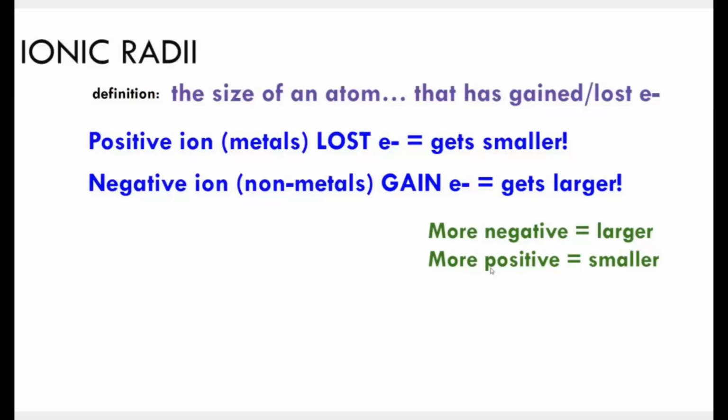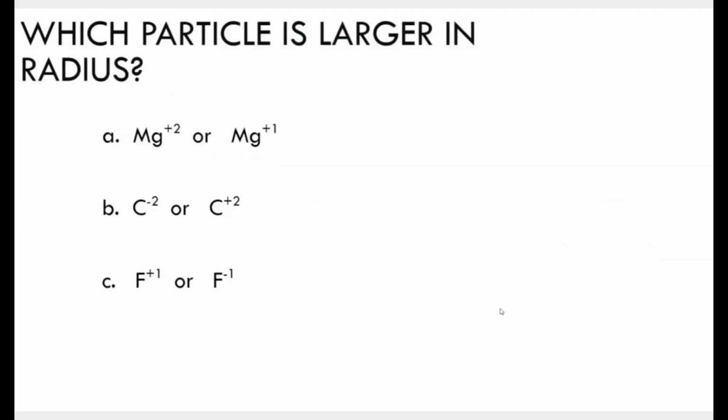Now, if we're comparing positive stuff to negative stuff, positive is going to be smaller than negative. But sometimes we're going to compare positive stuff to other positive stuff. And as long as the element is the same, the more negative it is, the larger it is, because those elements have gained more electrons. The more positive it is, the smaller it is, because those have lost more electrons than the ones with the smaller charge.